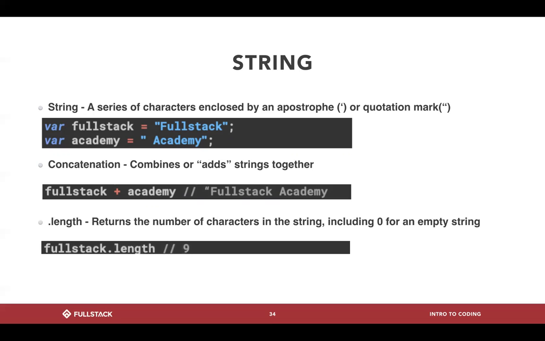You can also run this dot length on any string, and it will return the number of characters in that string, including 0 for an empty string. So here we take the variable full stack and we say full stack dot length, and there's 9 characters in that string, and so this will return 9.